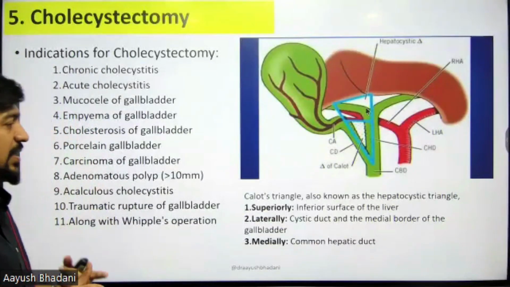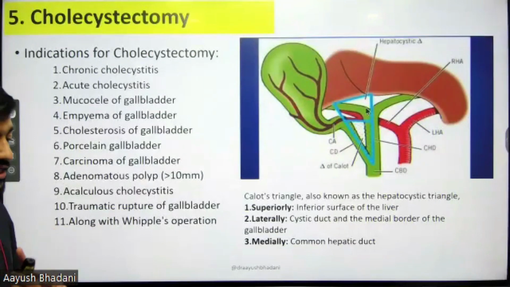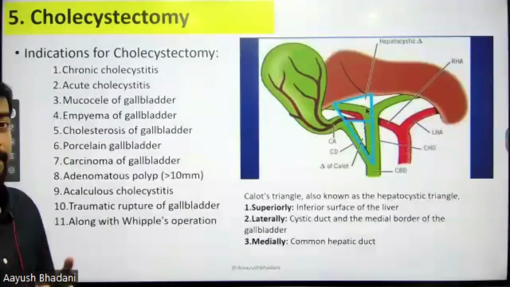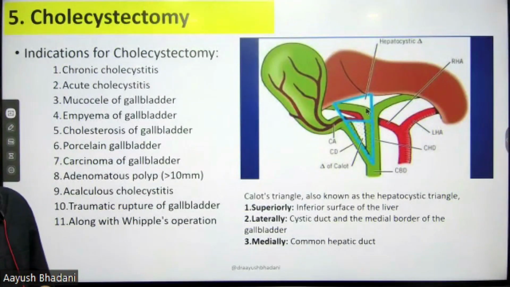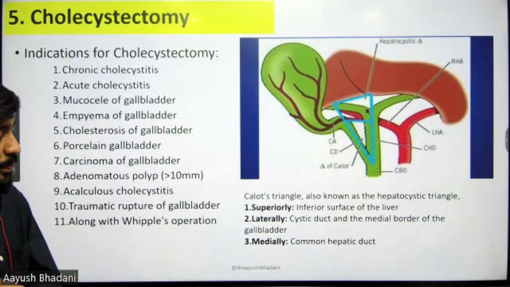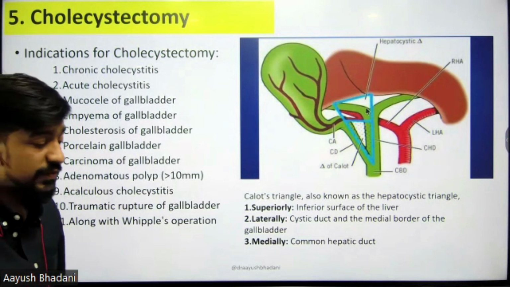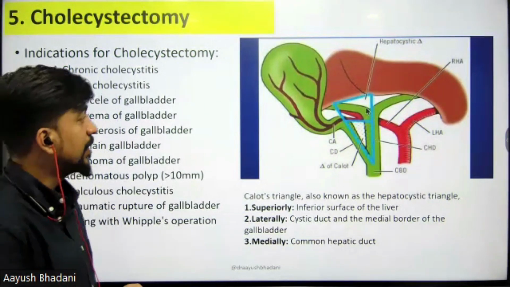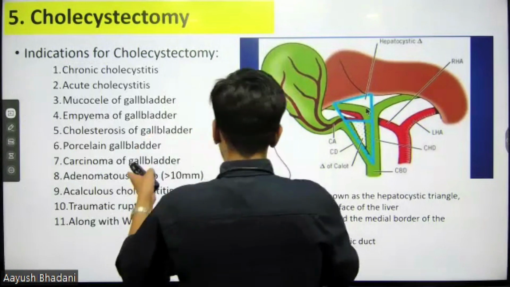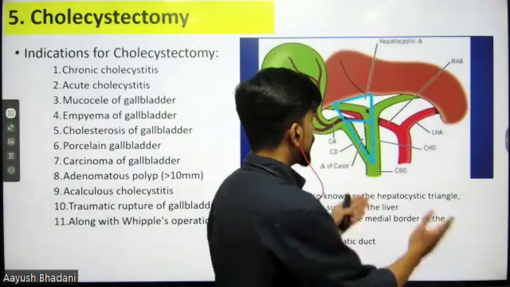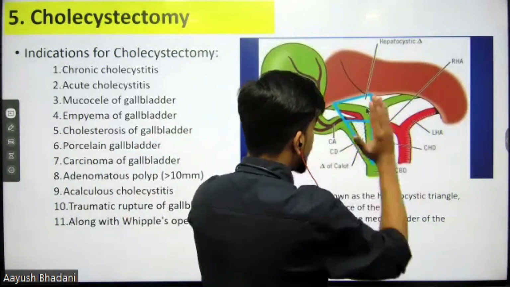First, the indications. Chronic calculous cholecystitis, acute cholecystitis, mucocele, empyema, porcelain gallbladder, carcinoma, adenomatous polyps, that is polyps more than 10 mm, traumatic ruptures, and along with Whipple's, right? So these are the indications. We can learn it later, but what we need to focus on is this beautiful anatomy.